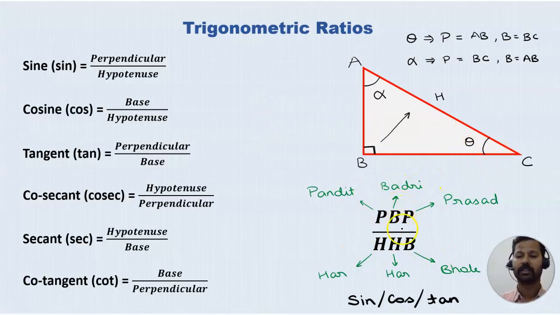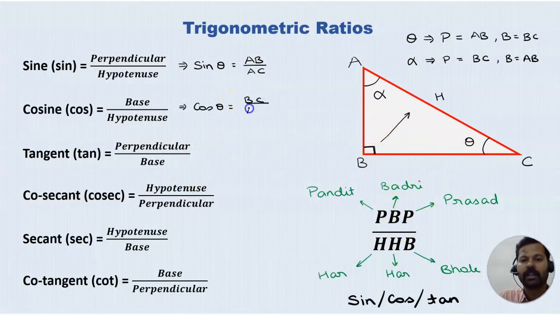Now using this formula, using this trick, we can easily calculate the ratio for sine. So sine is what? PBP upon HHB is P upon H. If I am talking about sine theta, what will be sine theta? Perpendicular upon hypotenuse. So perpendicular is AB, and hypotenuse, as I told, is always fixed for a right angle triangle, the side opposite to 90 degrees. For this one, it is AC. If I have to calculate cos theta, so cos is what? Base upon hypotenuse, B upon H. So base is BC upon AC.